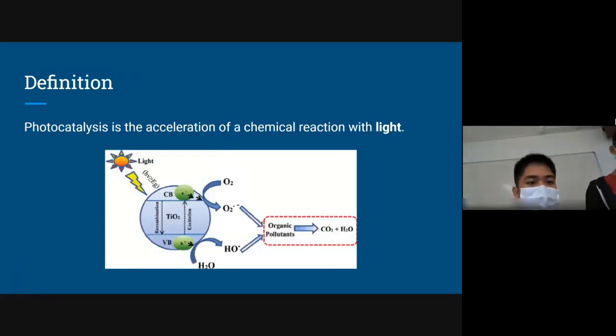So let me move on. The general definition of photocatalysis is that photocatalysis is the acceleration of a chemical reaction with light. The main focus of this definition is with light, because that will have implications further on, because it is catalysis which requires energy input from light.